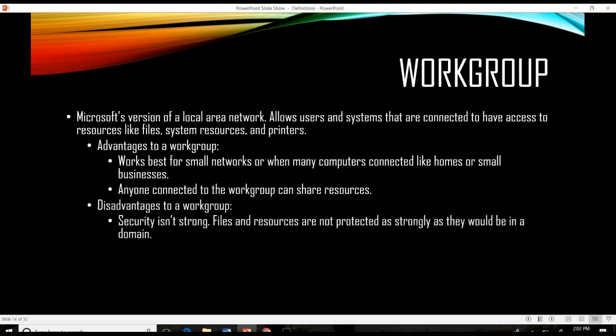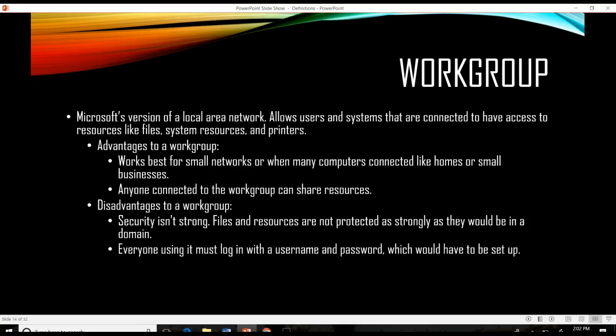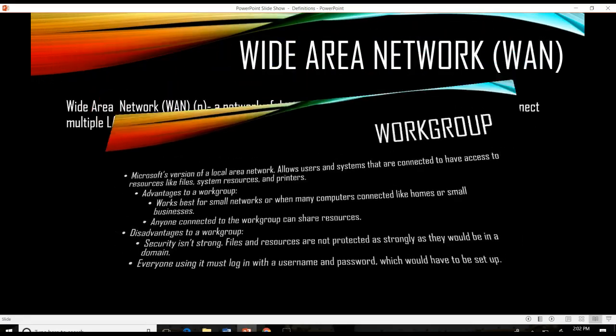A disadvantage is the security isn't that strong. So you wouldn't want to have it on a big network where there's many computers, because then you wouldn't know who would be able to have access to your security. And everyone using it must use a username and password. So if it was in a large area, you wouldn't be able to keep up with all the changes, because you would have to set up passwords and usernames.